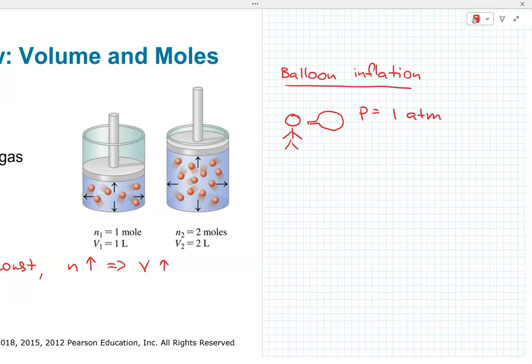What is the temperature? Ballpark is fine. Well, 21. Okay, let's make it 21. So temperature is 294 Kelvin. Agreed? You keep inflating, so you add more air, more gas into that balloon. What's going to happen to the size of the balloon? It's going to become bigger, right? Because this is N1 and V1.